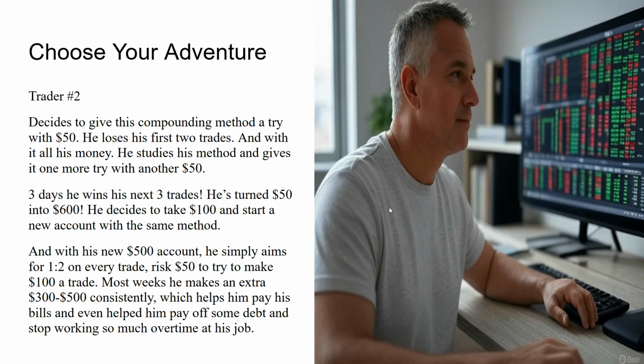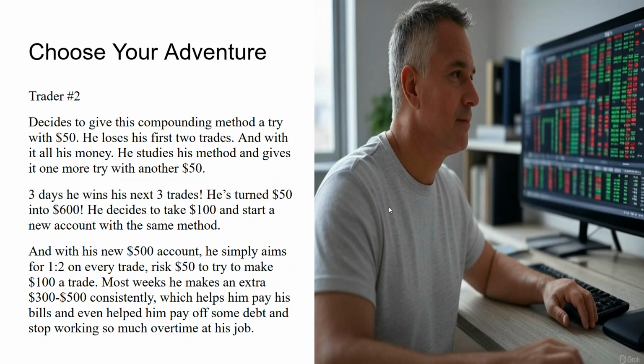He's going to lower his risk now. So on that $500 account, all he wants to do now that he knows how to trade and understands his method, he's just going to risk $50 to make $100 consistently. Consistently. Okay, that's all he wants to do. And when he does that, most weeks he makes an extra $300 to $500. That's it. While he's still also playing with a $100 account.